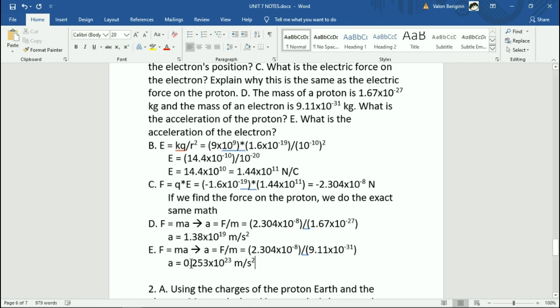The difference here is that, since we're off with the scientific notation, we want this to be 2.53 times 10 to the 22. That's our answer. So sure, the forces are the same, but these accelerations are both very large, and the electron's is almost 2,000 times bigger than the proton's, hence why the electron moves around the proton and not the other way around. So just kind of showing how that works there.